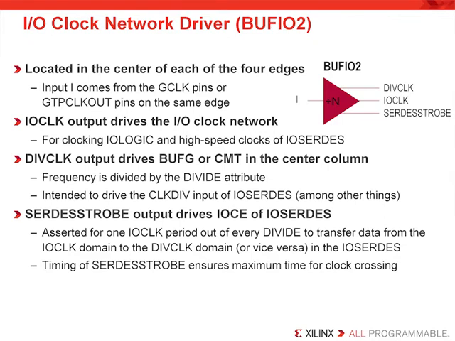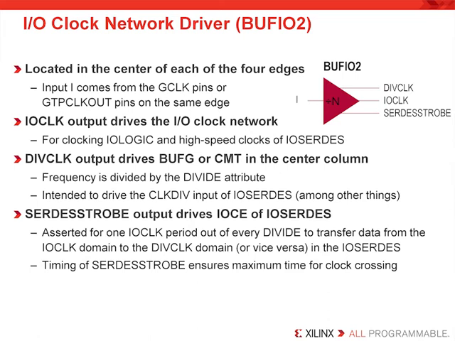The BUFIO2 is designed specifically for the use with the I-SerDes and O-SerDes resources. In addition to driving the I/O clock output onto the I/O clock network, this buffer can also generate a divided clock and chip enable required to manage the data transfer within the I/O-SerDes resources. These are located in the center of each of the 4 edges. The input I will come from the global clock pins or the GTP clock output pins on the same edge, and that would of course be coming from the MGTs or serial gigabit transceivers.